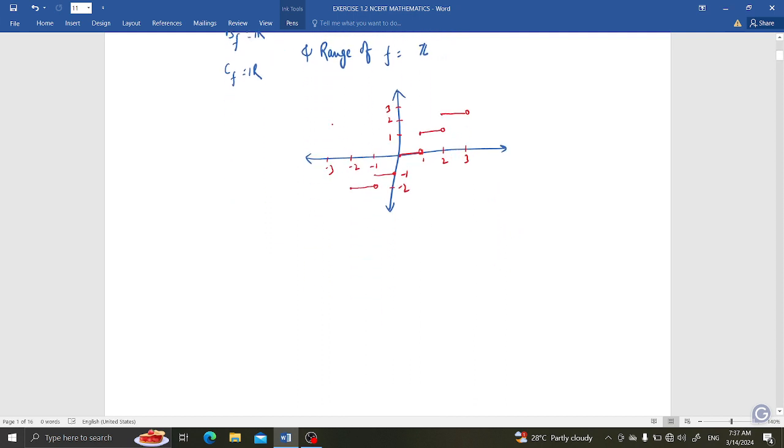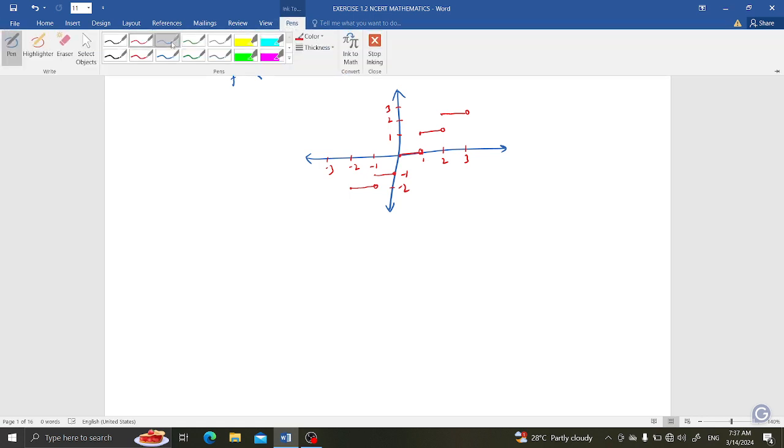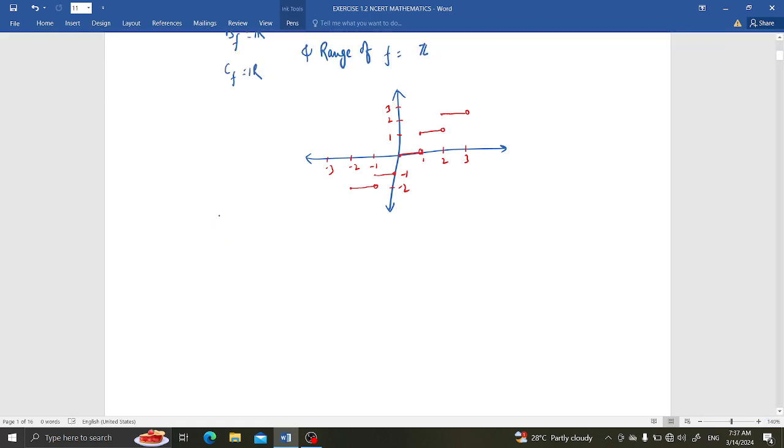Now we need to prove that the function is neither one-one nor onto. For one-one, if we recall the definition, it means that different elements of the domain have different images. But we observe that here the definition of one-one is not fulfilled.